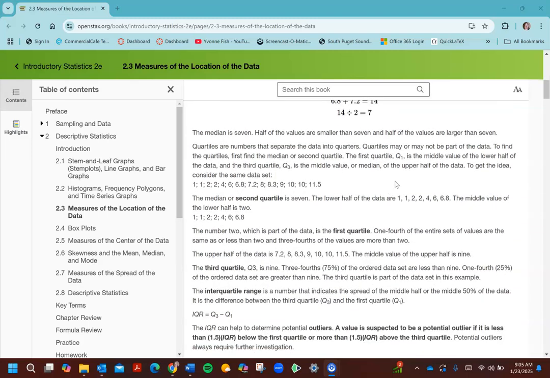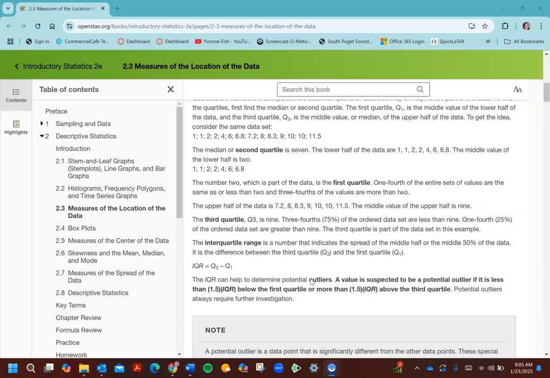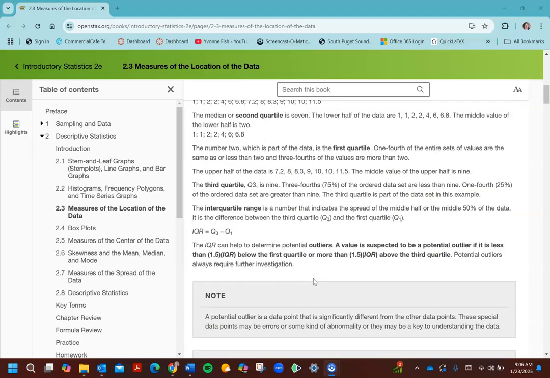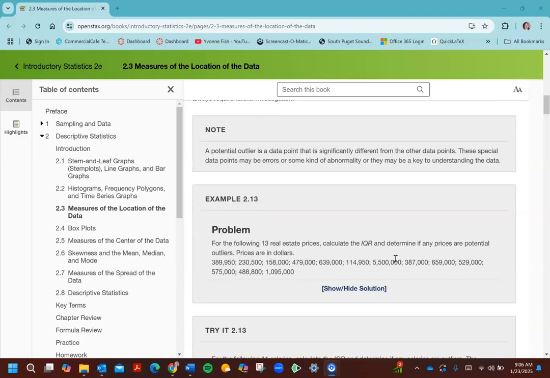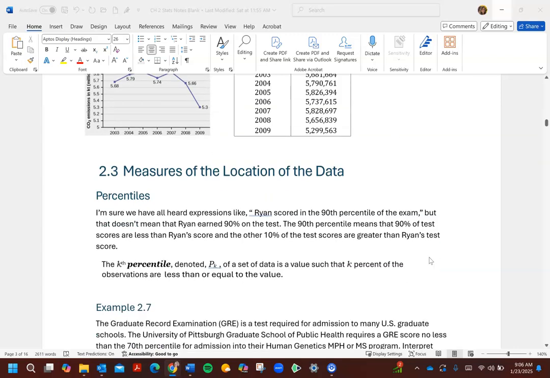I'm not going to go through by hand how to sort that because we'll be having bigger data sets. One thing we are going to look at though is the interquartile range and how to find outliers. So we'll be looking at some problems with that. I'm going to switch over to our worksheet here.